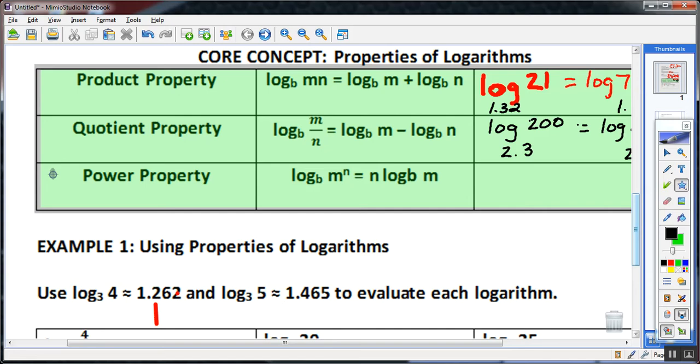Power property of logarithms, okay? This one here is going to save you a lot of time, so make sure you understand this one. This is really important. This says, guys, the following.